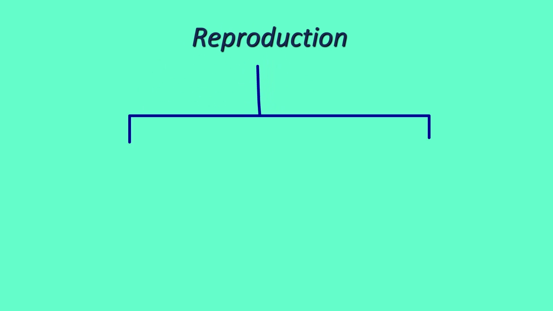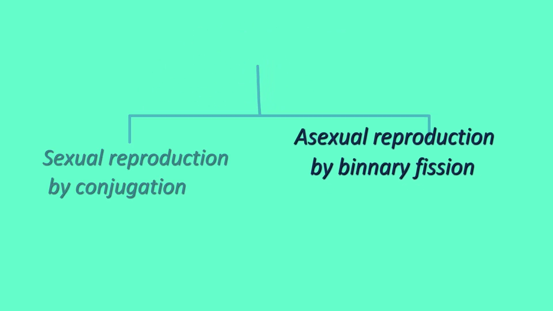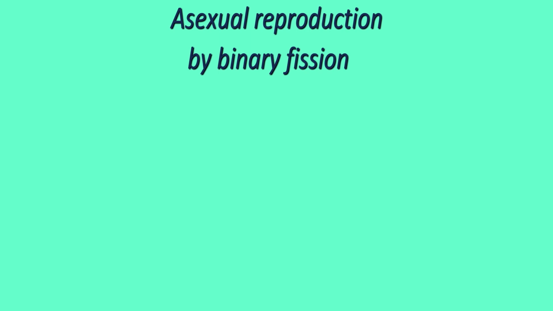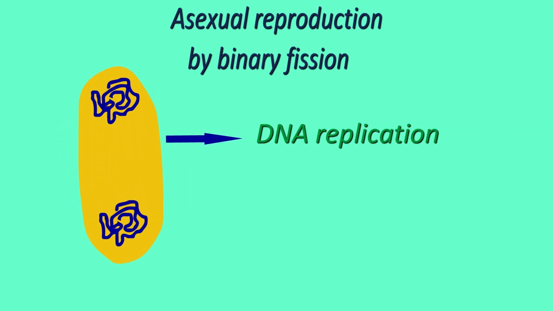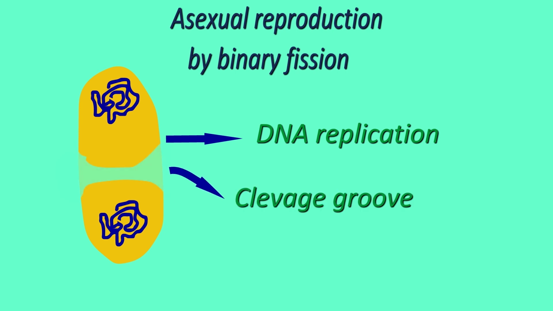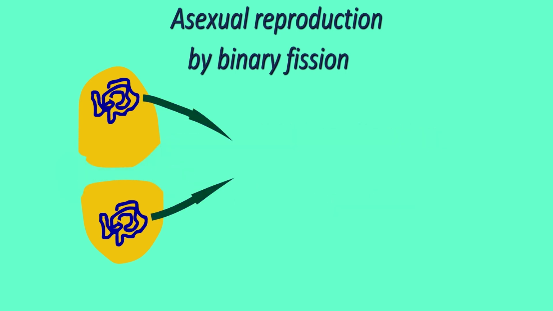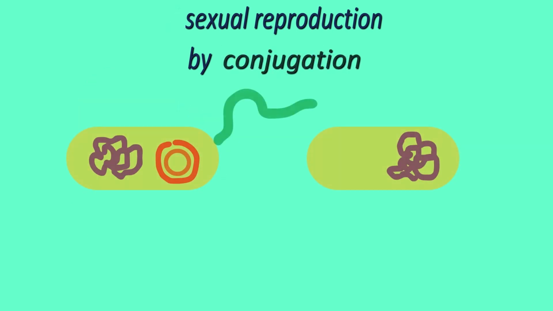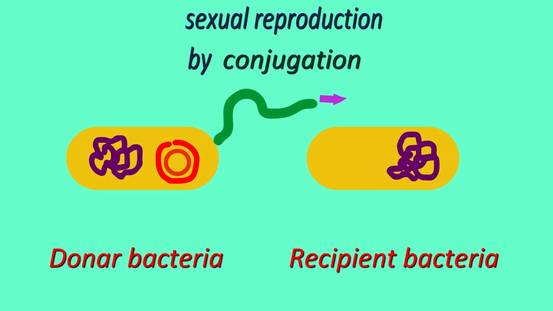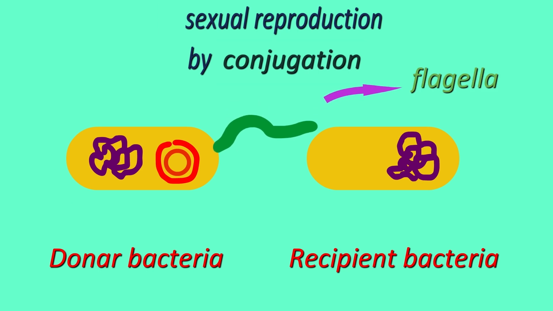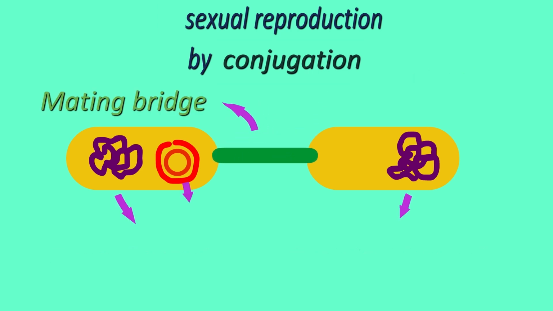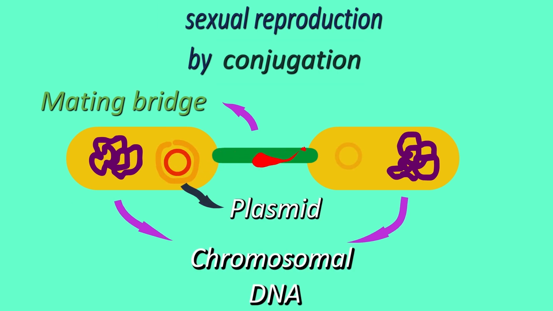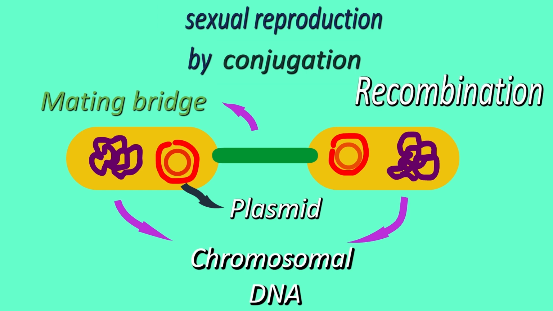Bacteria reproduce both sexually as well as asexually. In asexual reproduction, they reproduce by binary fission. In this process, the whole bacterium divides into two identical cells, and the resultant organisms have similar genetic material. In sexual reproduction, it happens by conjugation. In this process, the pili or flagella form a bridge between adjacent bacteria and they transfer their plasmid genetic material to each other. Thus, conjugation results in recombination of genetic material.